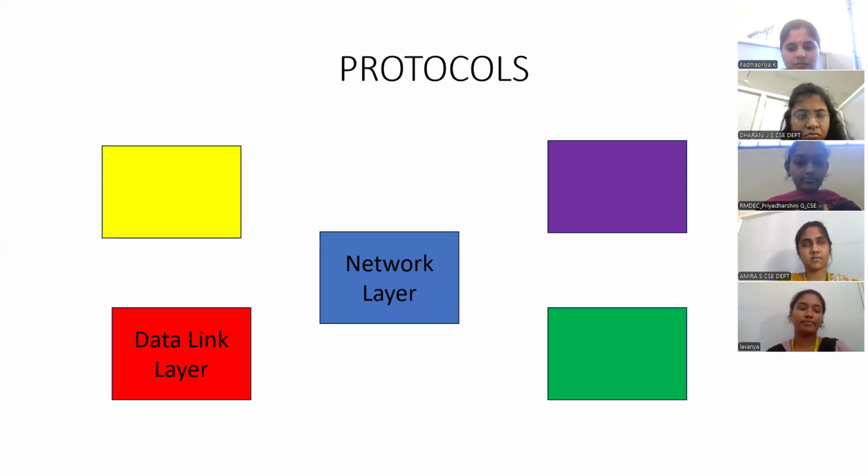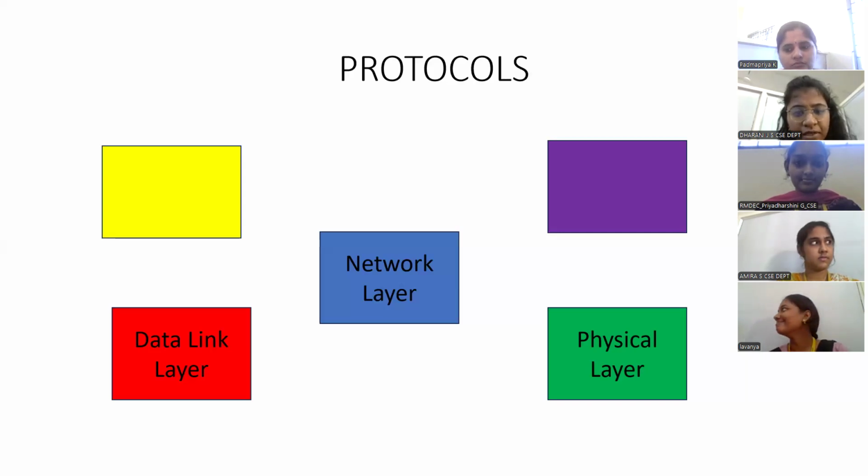Yeah, the next student. Green color, ma'am. Okay. It's the physical layer. The physical layer defines the electrical and physical connections of the data connection. It establishes the relationship between the device and the transmission medium.